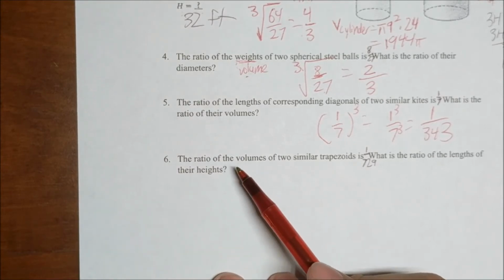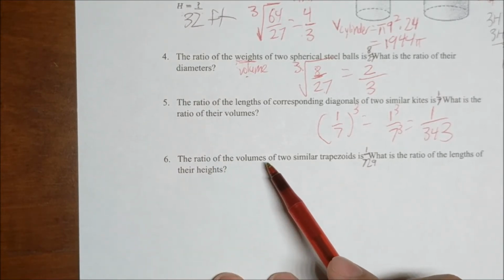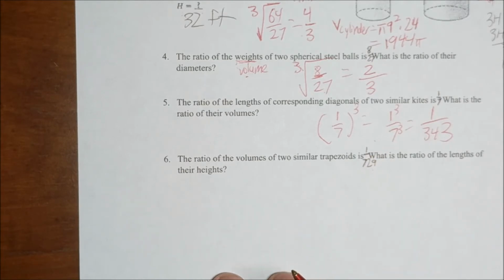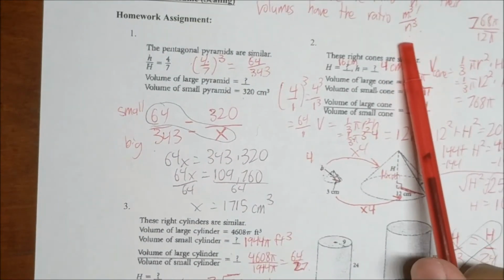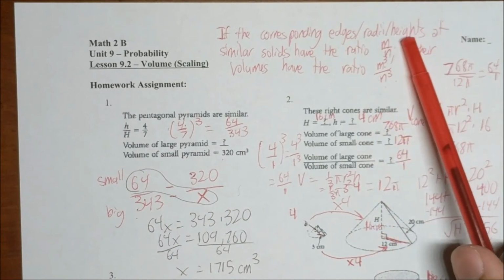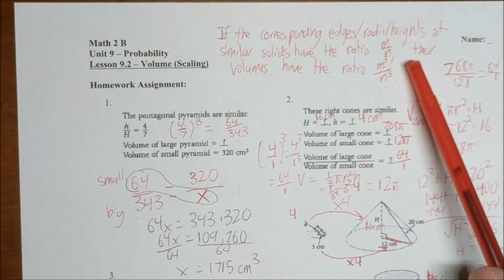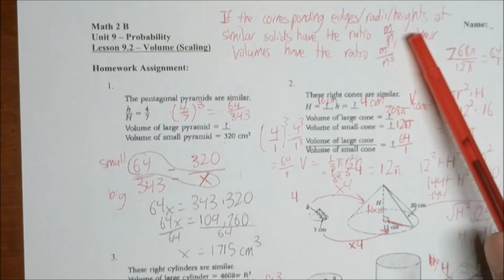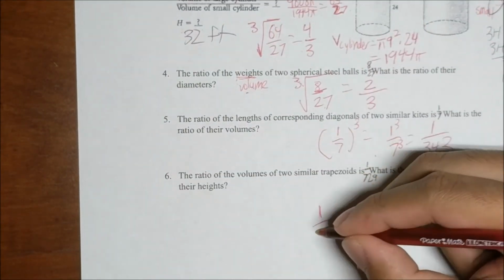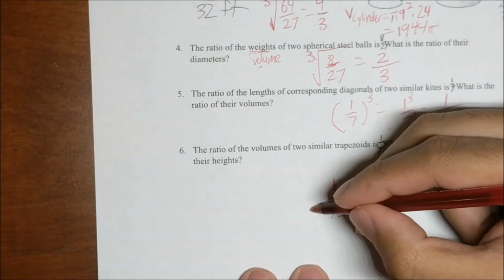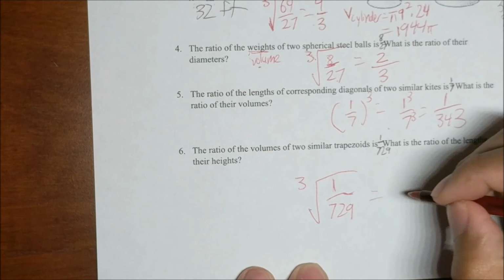Okay, the ratio of the volumes of two similar trapezoids is 1 to 729. What's the ratio of the lengths of their heights? Okay, so here I'm given the volume ratio, but I want the height ratio. So since the volume ratio is cubed, I need to get rid of it. So right now I'm at the volume ratio, but to get to the height ratio, I need to do the cube root.